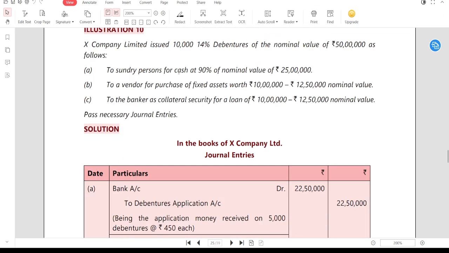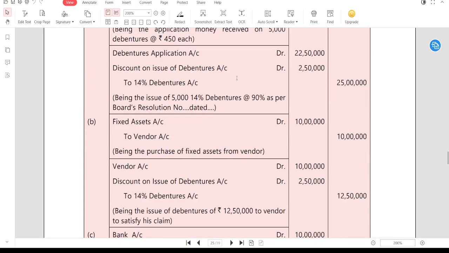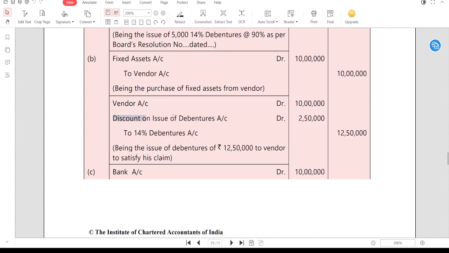In the given question, we have issued debenture at a 10% discount because it's cash for 90% of the nominal value. It means whatever you have issued at a 90% value means a 10% discount. And this discount has been recorded like this: debenture application to discount on issue of debenture. Discount is a loss, so at the time of issue of debenture it should be recorded as a loss, and that's why it will be debited. Here 2,50,000 and here also 2,50,000.